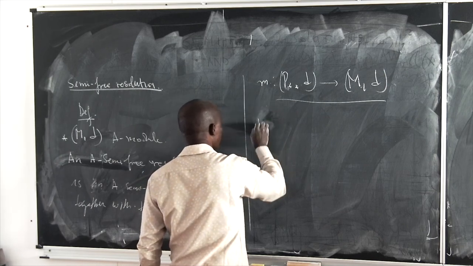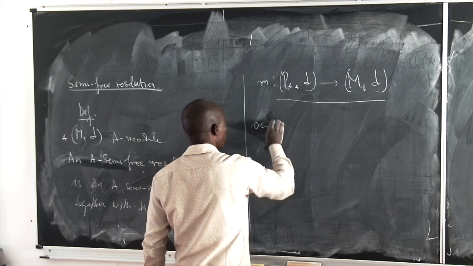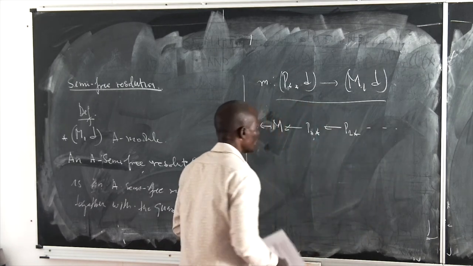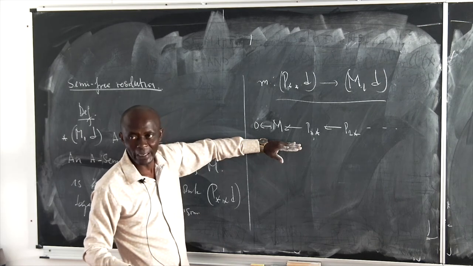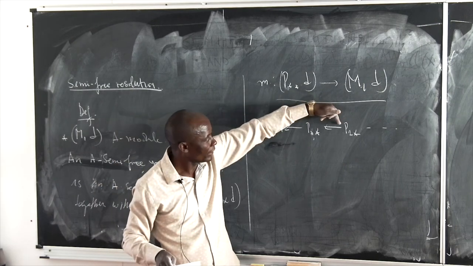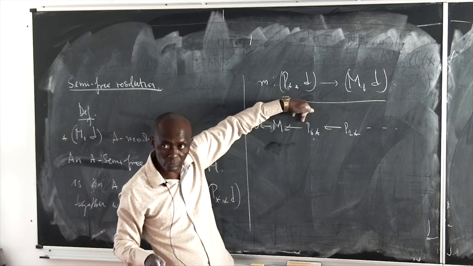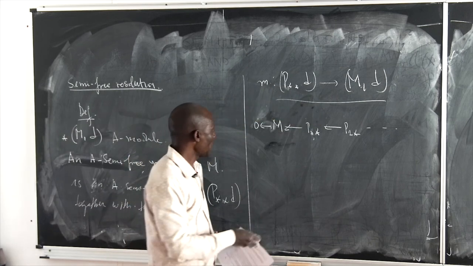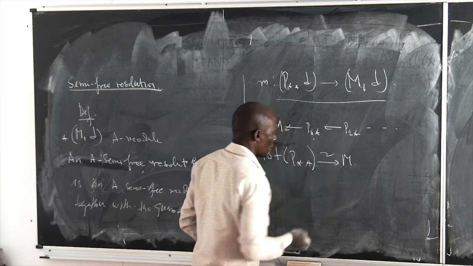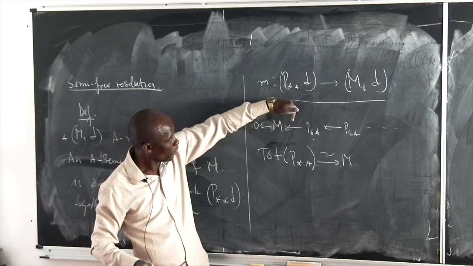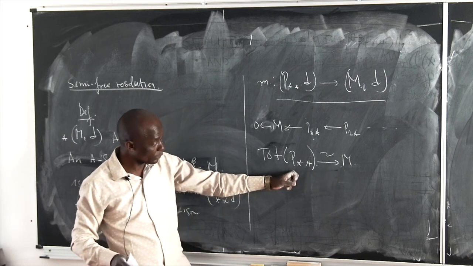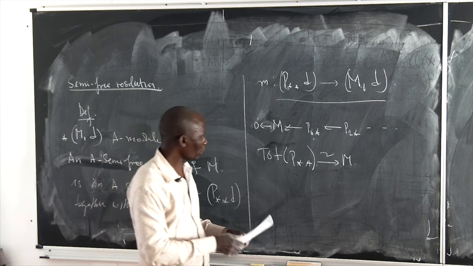If P0, P1, and so on is a free resolution, this is a particular projective resolution. I told you that when all the components here are free and the sequence is exact, we call this a free resolution. So when we have a free resolution of M, by taking the total complex of P star star, we saw that this is a quasi isomorphism. So by moving to this quasi isomorphism, we have a semi-free resolution of M by taking the filtration here. The filtration here is given by what?